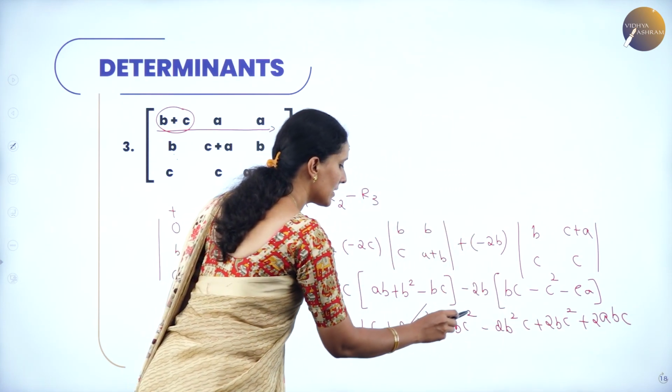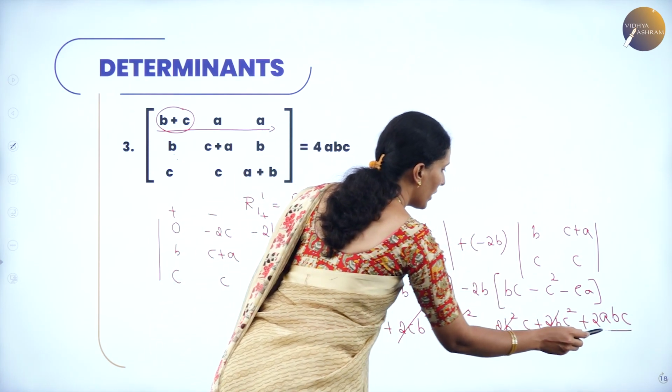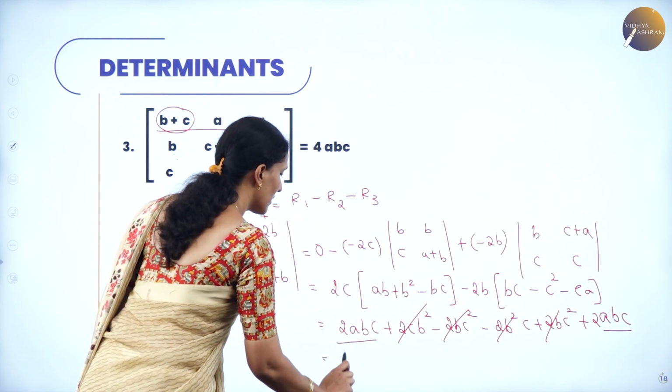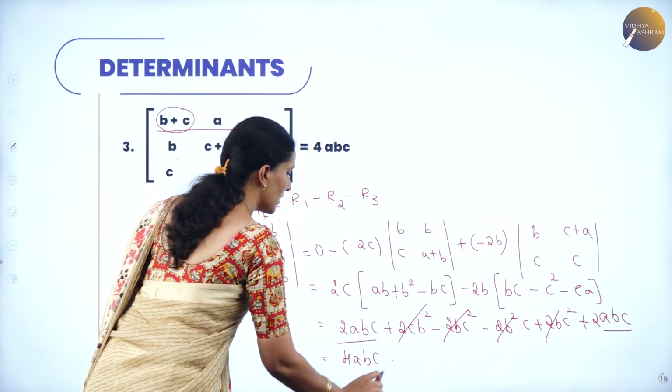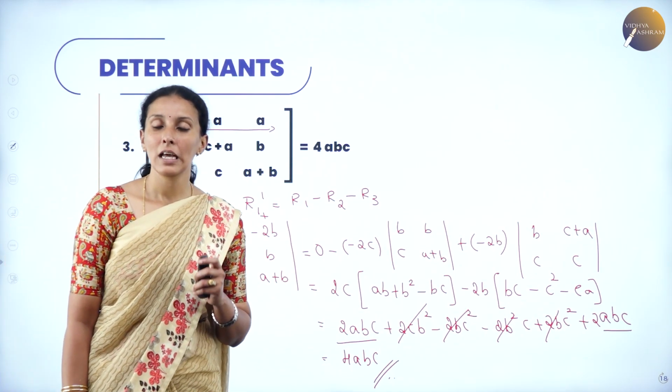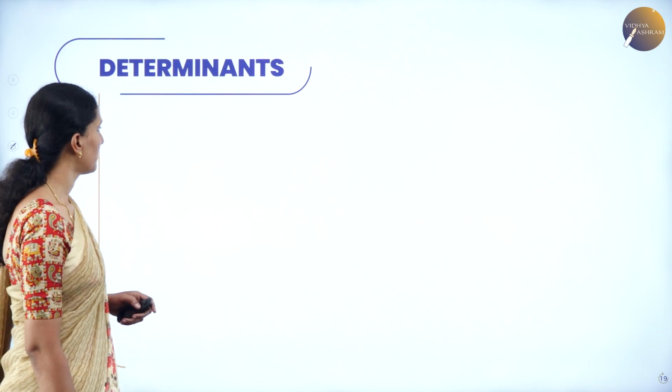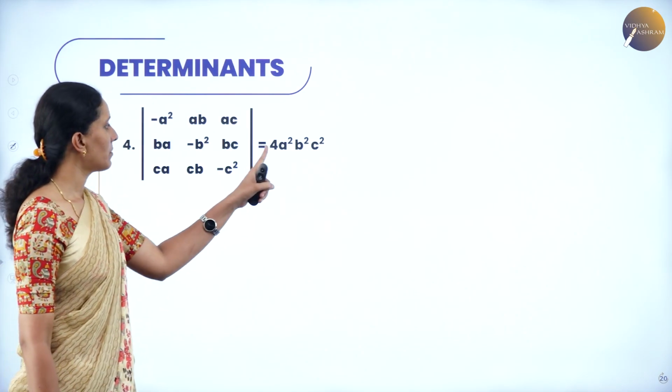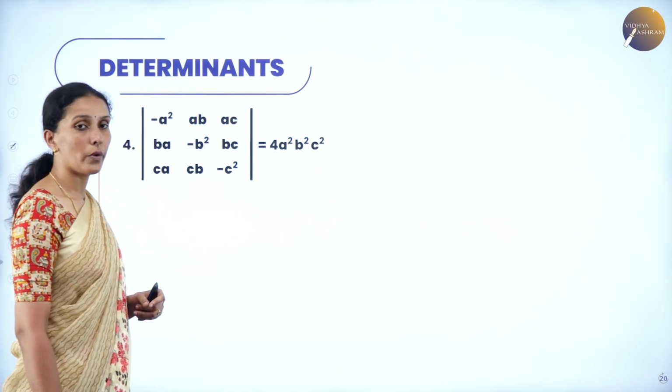Clearly you can see these terms get cancelled. So 2ABC plus 2ABC is equal to 4ABC. Hence we have found the value of the determinant as 4ABC. Next, we have to show the determinant value must be equal to 4A square, B square, C square.